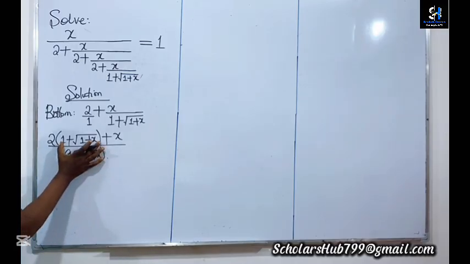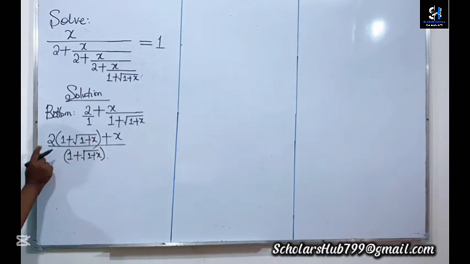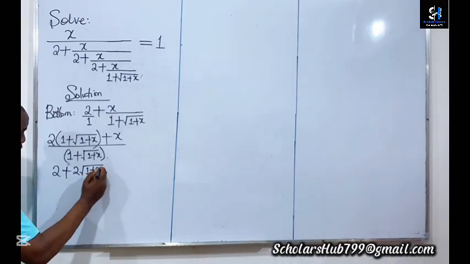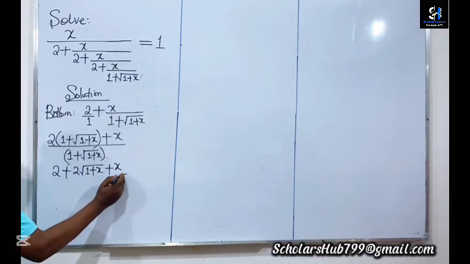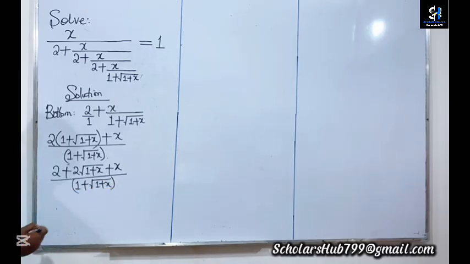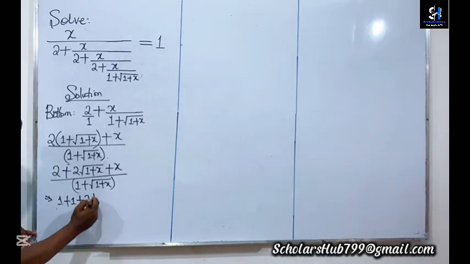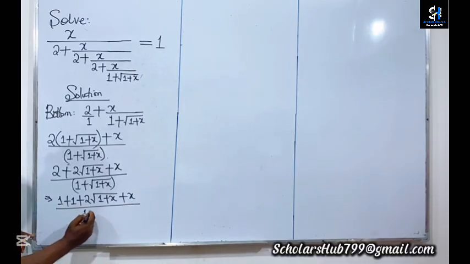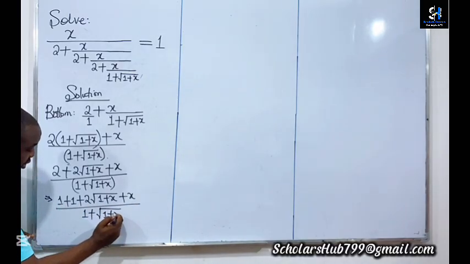Now let's remove this parenthesis. I will distribute 2, so this will be 2 plus 2 root 1 plus x, divided by 1 plus root 1 plus x. Now this is where we can write 2 as 1 plus 1. So 1 plus 1 is 2, then plus 2 root 1 plus x, then plus x, divided by 1 plus root 1 plus x.